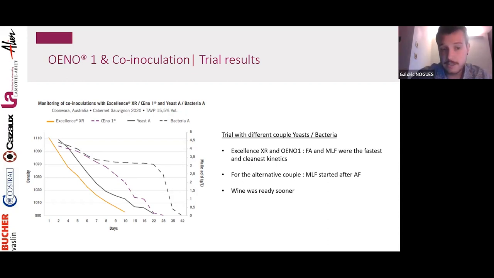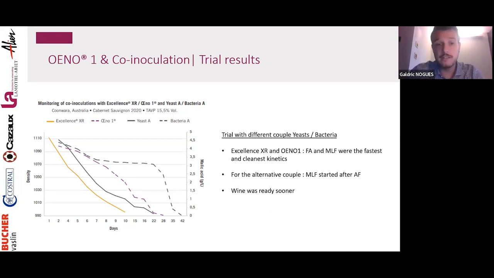You can see that Excellence XR did a very clean and short alcoholic fermentation. So in like 9-10 days, the wine was dry. And if you look at the purple curve, which is in dots, the NO1 malic acid kinetics, you can see that as soon as the Excellence XR starts the alcoholic fermentation, NO1 starts the malolactic fermentation as well. So here you have 10 days of alcoholic fermentation and about 20 days of malolactic fermentation, but there is no gap between the end of the alcoholic fermentation and the malolactic fermentation, because when alcoholic fermentation finishes, malolactic fermentation is already on the way and it just finishes a few days later.